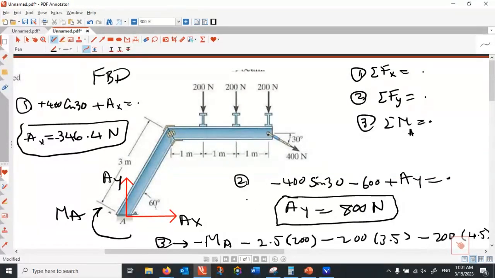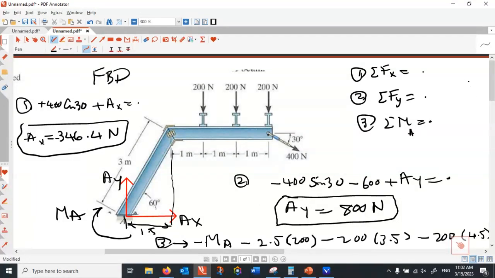Say it again. Minus 2 into 200, because 3 and 1, 4, 4 and a half is 3. Well, that is minus 2.5. That is 1, 1.5, 2.5. This is 2, 1.5, 3.5, and the last one is 3, 1.5, 4.5. What's the problem? How do you calculate this one? The first one. The first one, what is that length from here to there? That is 1.5. That's 3 times cos 60, which is 1.5.